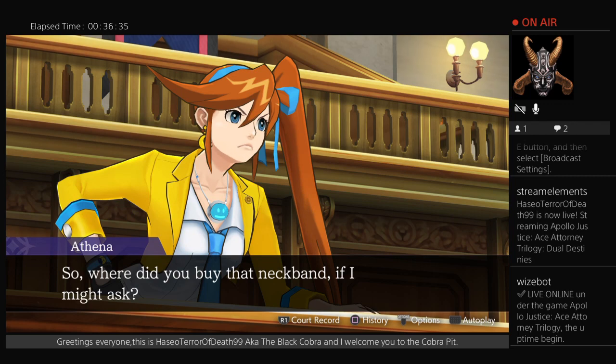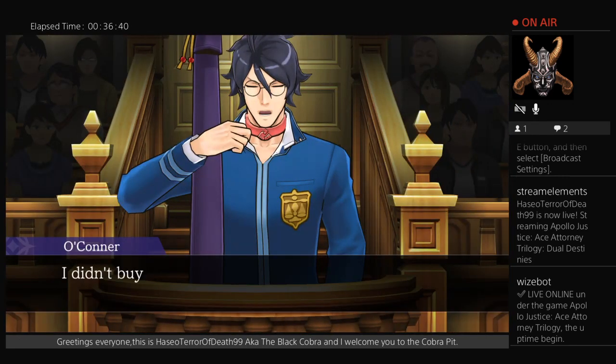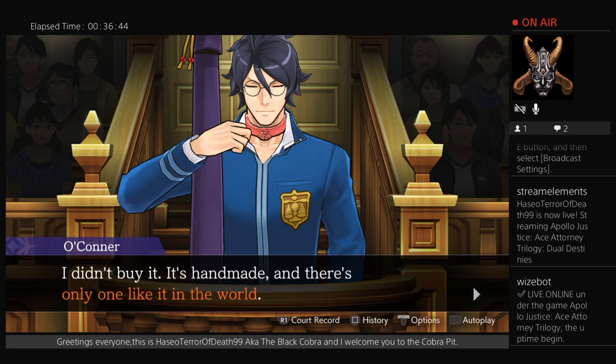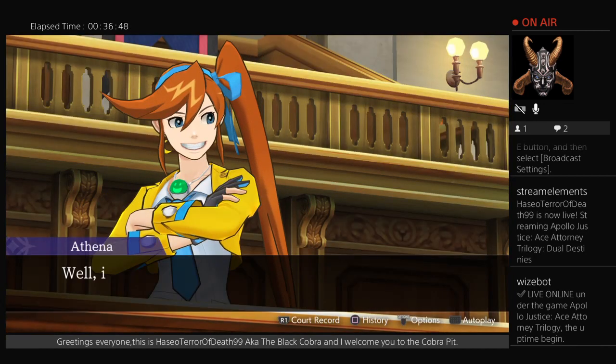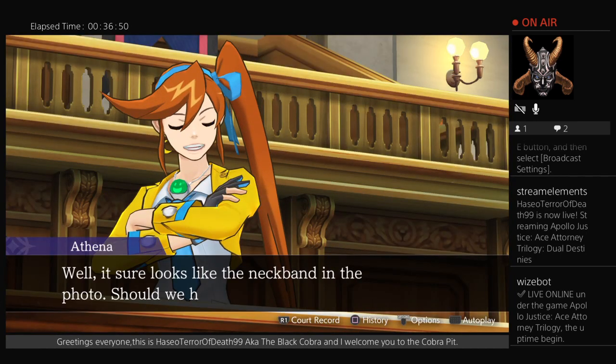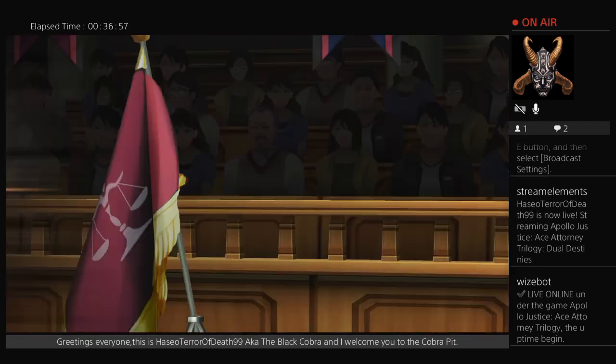So where did you buy that neckband, if I might ask? Handmade. There's only one like it in the entire world. Sure looks like the neckband in the photo. Should we have the photo analyzed?